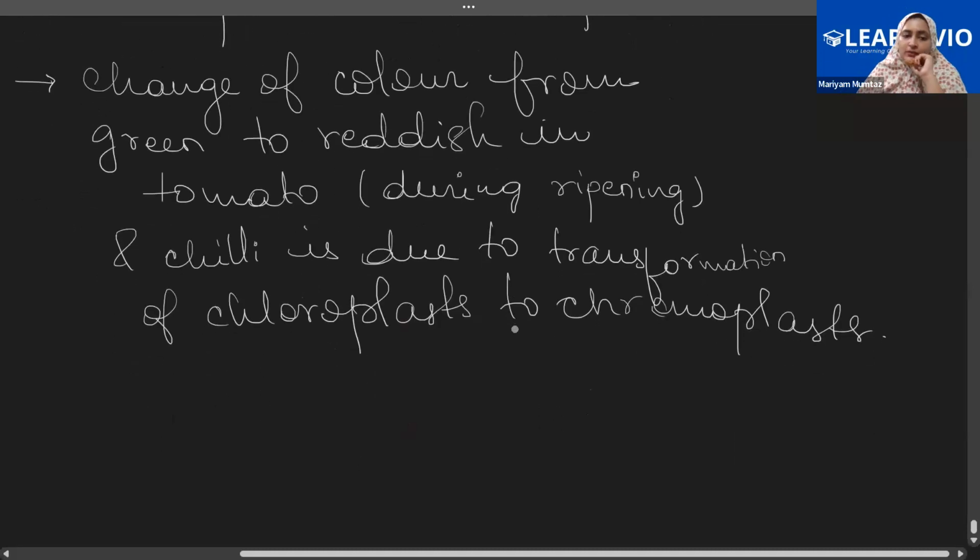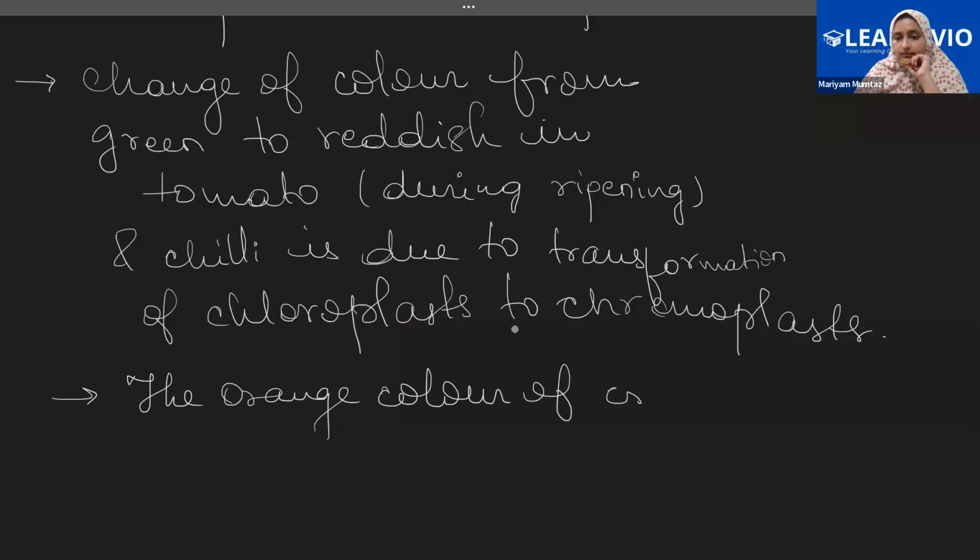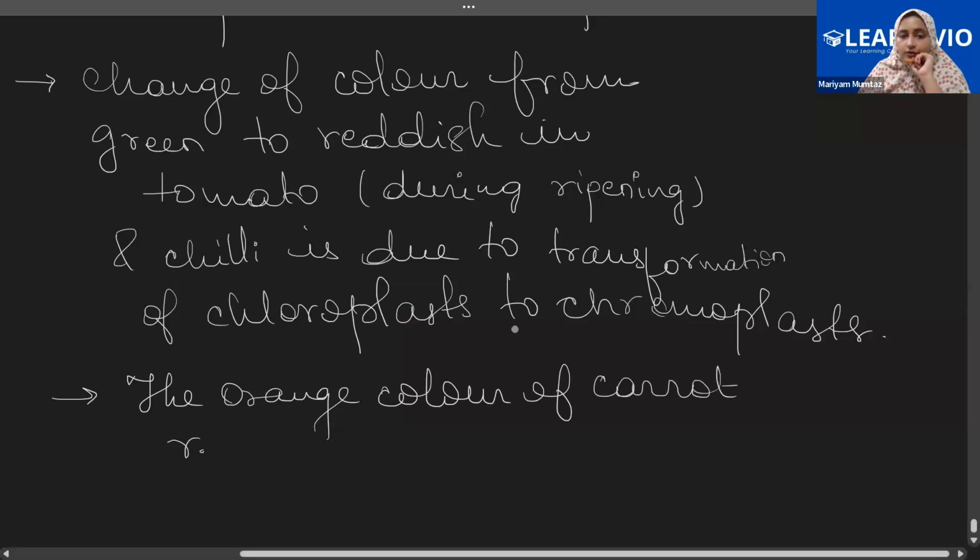Also, you can mention one more point, that the orange color of carrot roots is due to chromoplast.